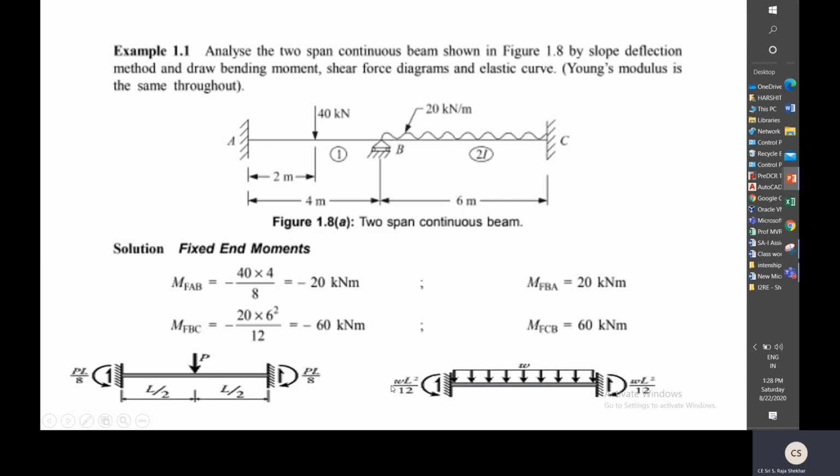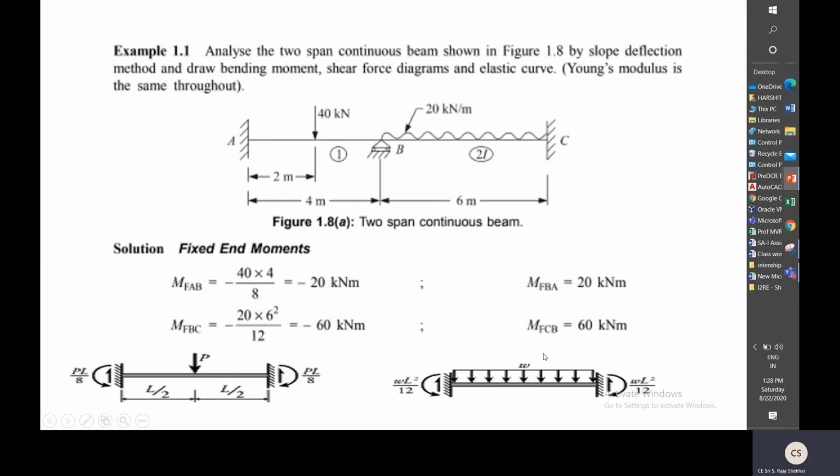So left side we will consider as negative sign. This is anti-clockwise, negative. W value is 20 kilonewton per meter, L value is 6, WL square by 12. That is we are getting fixed end moment for the span BC as negative 60 kilonewton meter. For MFCB, it is equal to WL square by 12.